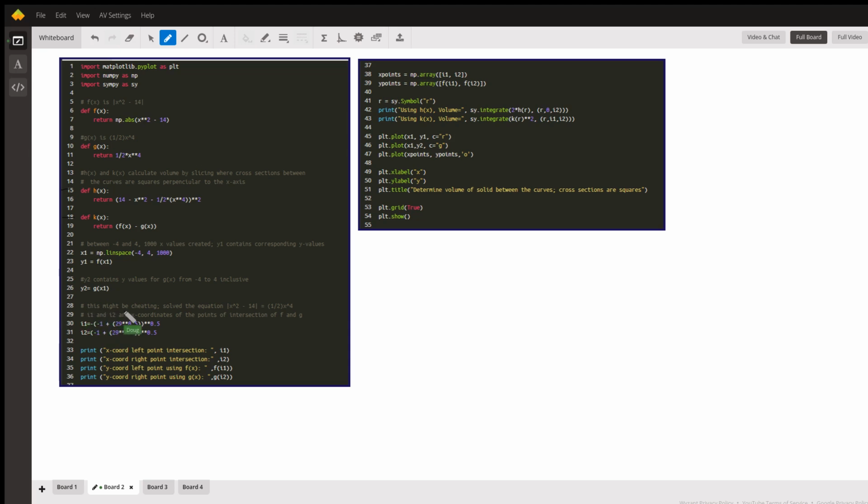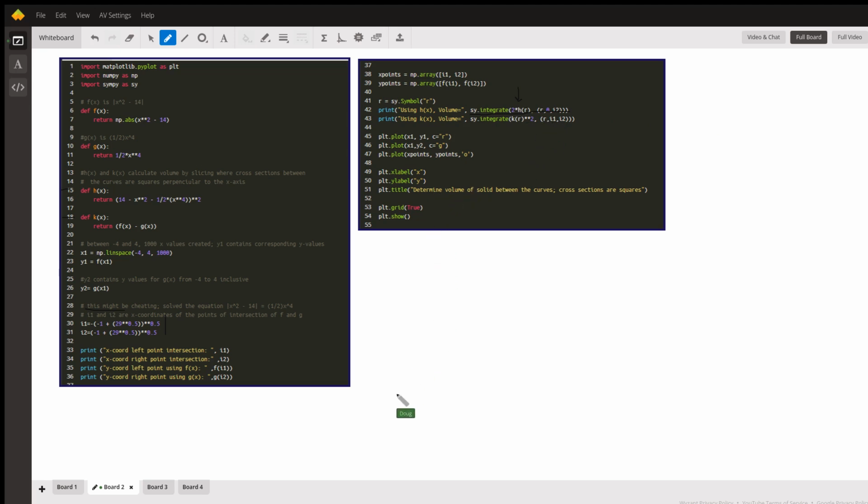And here's where I cheated a little bit. Maybe you were supposed to use Python to find the coordinates of those points of intersection, but I solved it algebraically. You'll see that on the last board. And then everything else is just plotting the points. Well, actually, here's the integration value using h of r. We double that and go from 0 to I sub 2. If we use k sub r, we square k sub r and go from I sub 1 to I sub 2.